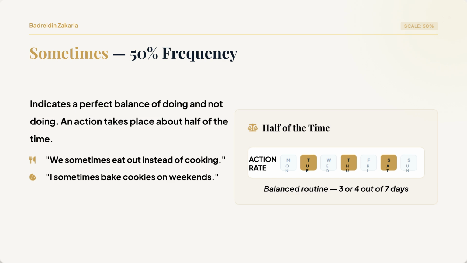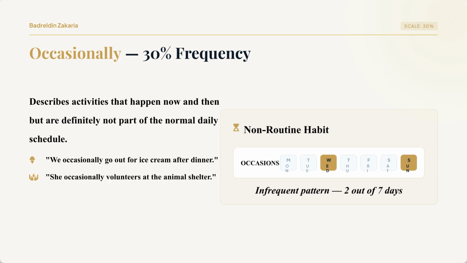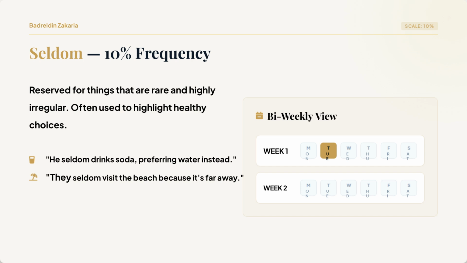Sometimes is 50% frequency, indicating a perfect balance. The action takes place about half of the time. Occasionally represents 30% frequency. This describes activities that happen now and then, but are not part of your normal daily schedule. Seldom is 10% frequency.